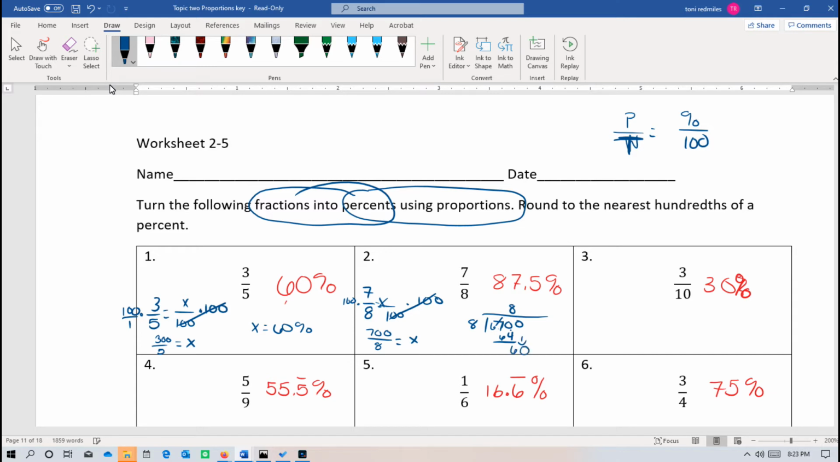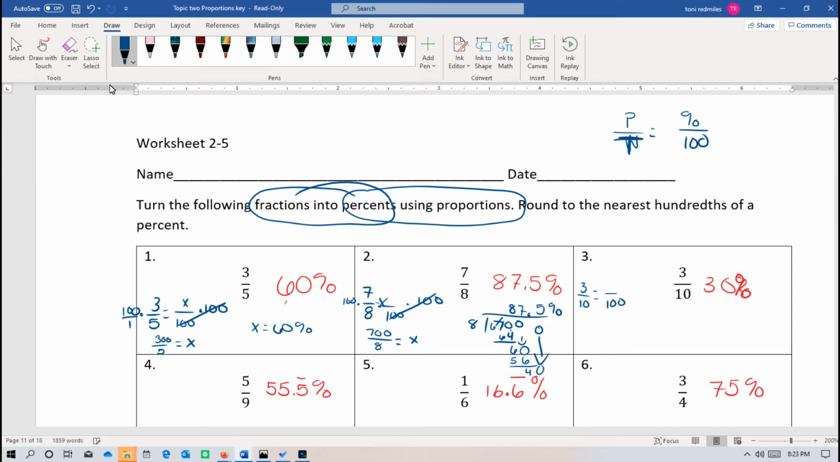Oh, I'm going to get a 60, which means 7, which is 56. And then I'm going to get a 4, but I'm out of digits, so I have to put a decimal and a 0, drop it down. 8 can go into 40 5 times. 87.5%. Oh, this one is pretty easy.